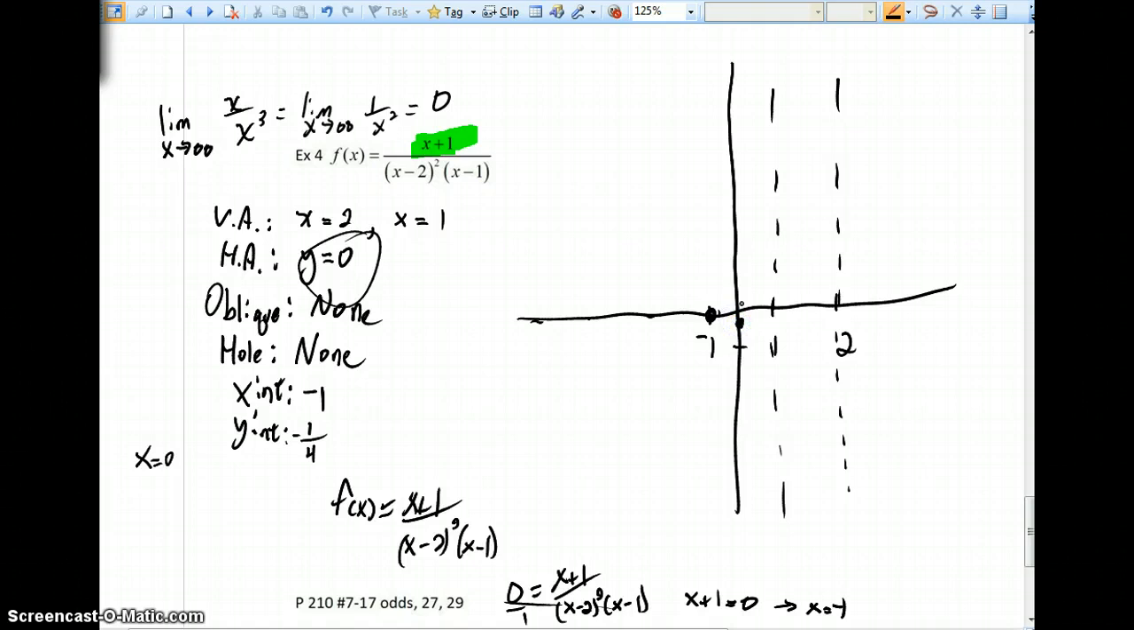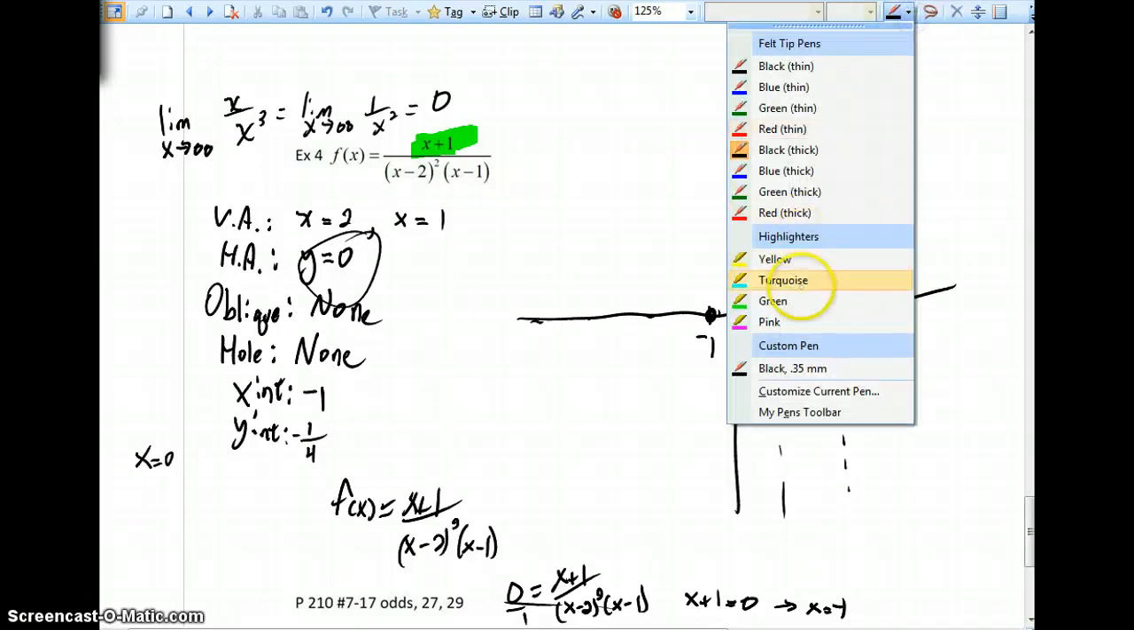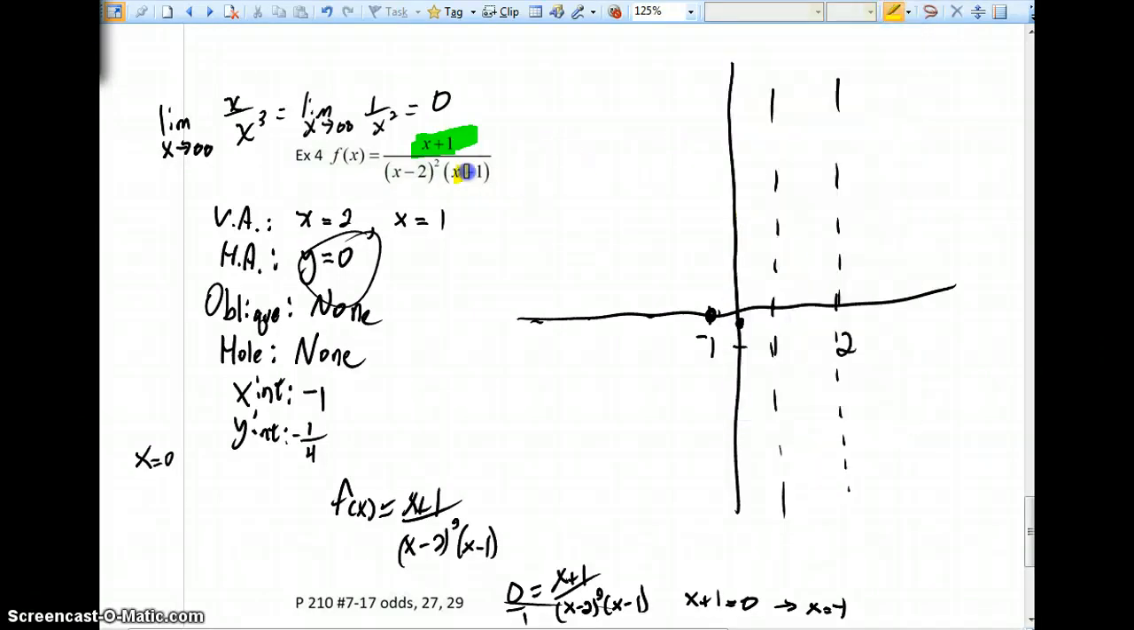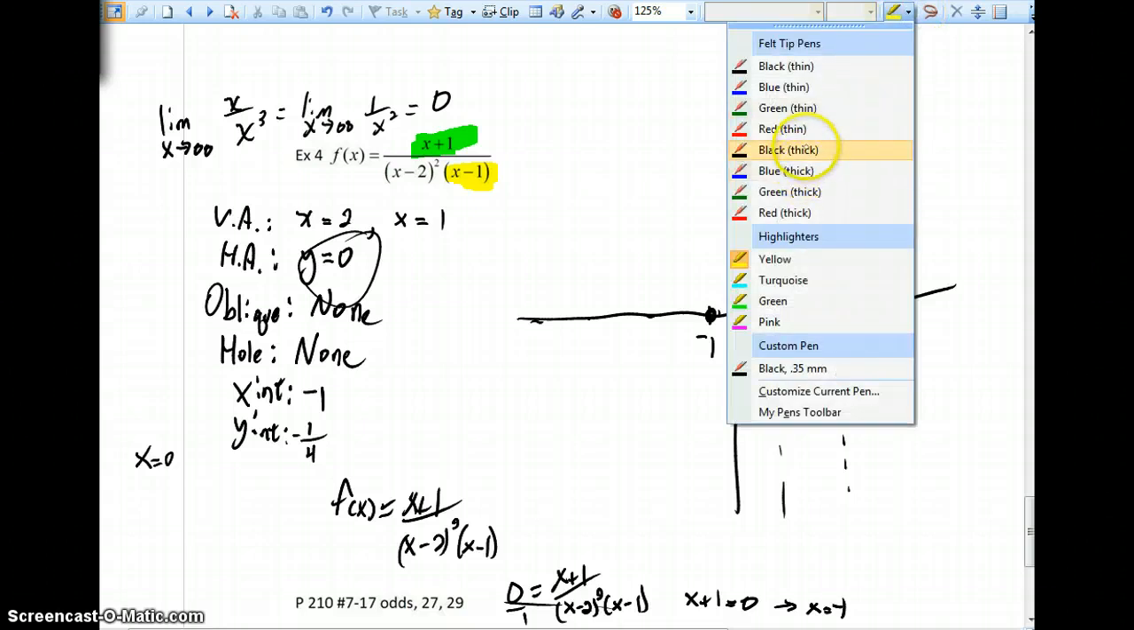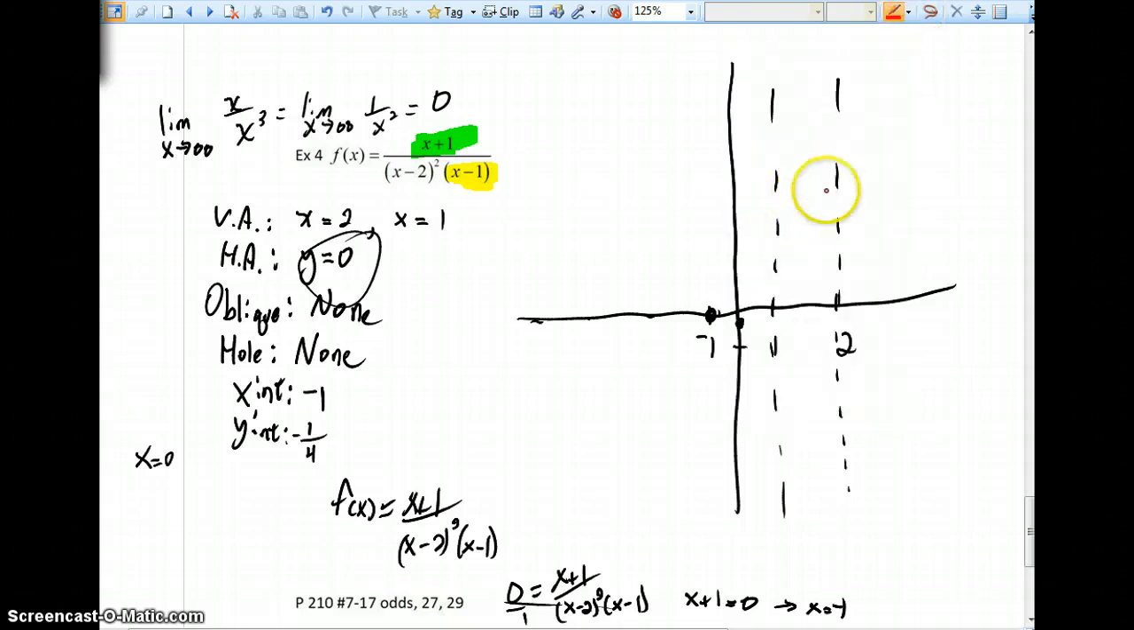Let's see, other things to talk about. Well, look what's happening at x minus 1. We talk about the multiplicity of it. x minus 1 has an odd power. When you have odd powers, what you're going to see is that your curve is going to be going towards positive infinity on one side, negative infinity on another.